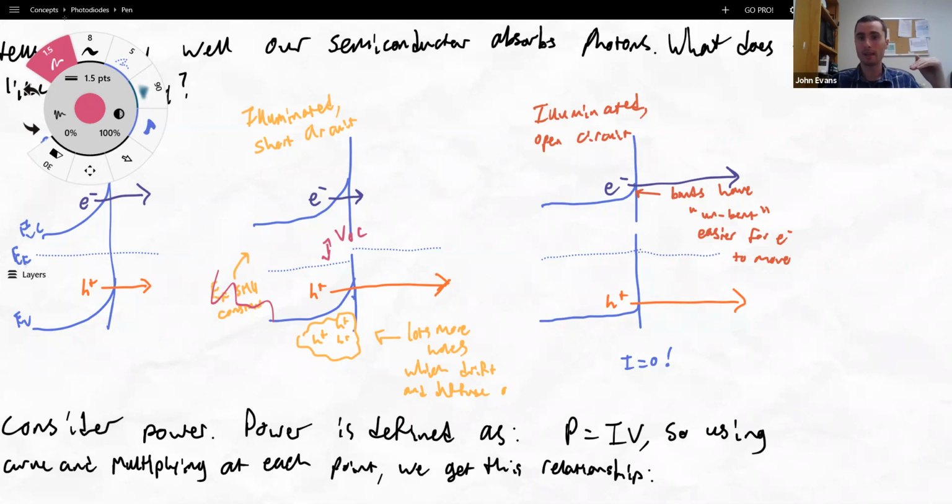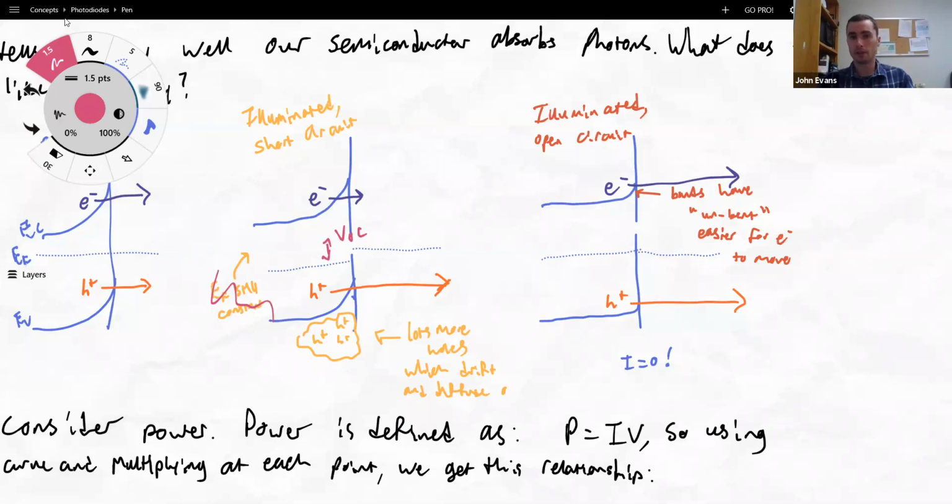And notice the bands are unbent to make it easier for the electrons to move. In fact, hypothetically speaking, you can unbend them to the point that they're flat. So there is actually something called the flat band potential, VFB, which can be like subtly different from the VOC, but effectively the same idea.